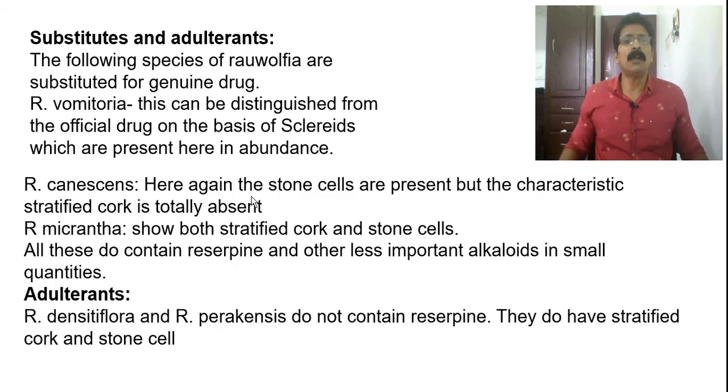Another one, Rauwolfia micrantha, shows both stratified cork and stone cells. All these do contain reserpine and other less important alkaloids in small quantities. As for adulterants, sometimes adulteration, Rauwolfia densiflora and Rauwolfia perakensis do not contain reserpine. They do not have stratified cork cells and stone cells.